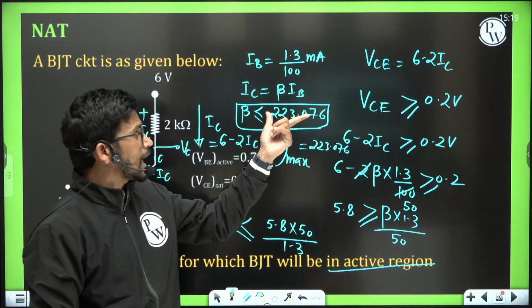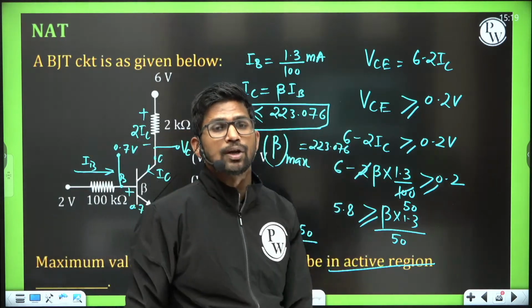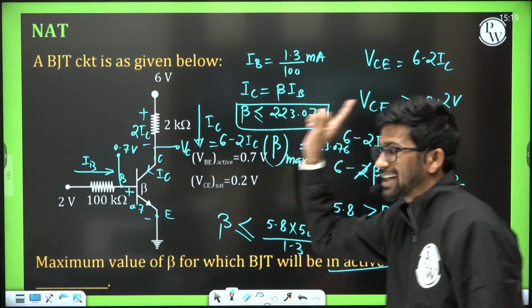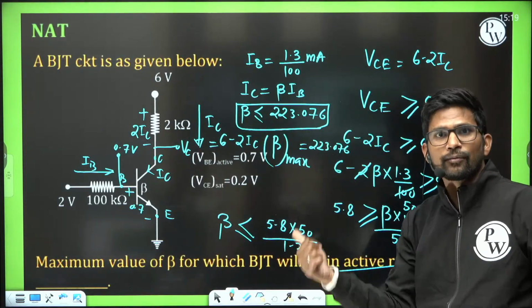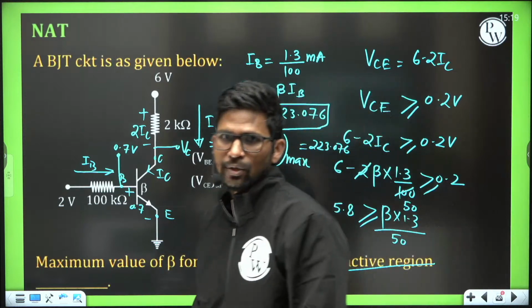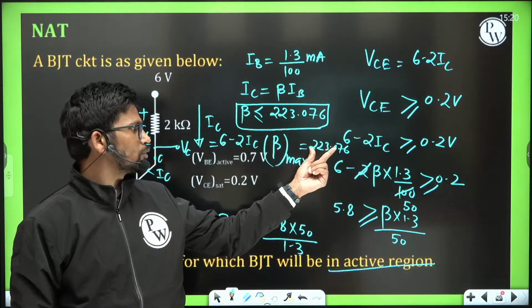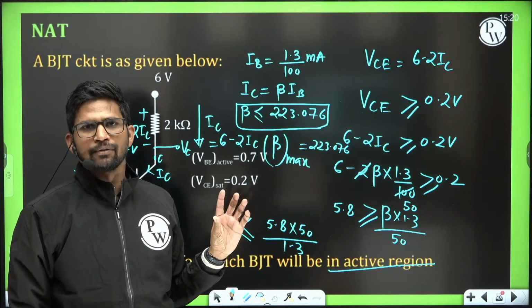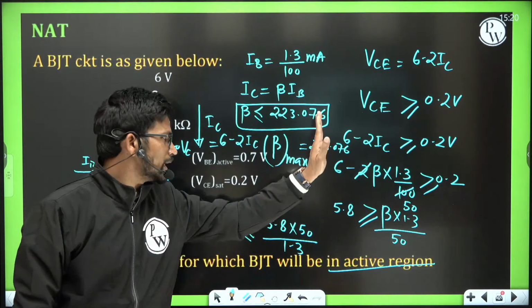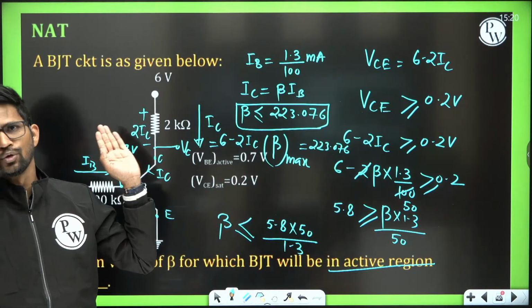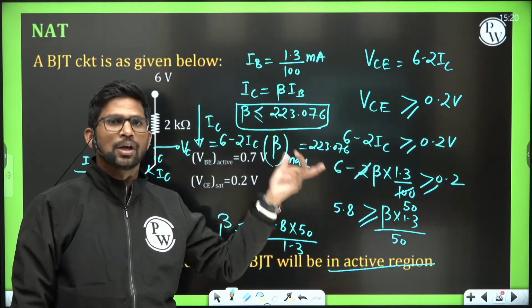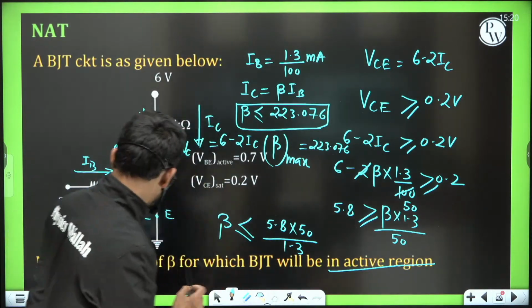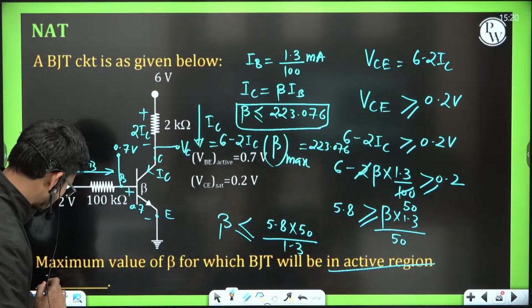If you take beta greater than this value, the BJT will not remain in active region, because VC will come out to be less than 0.2 volt for the calculated current, and then the BJT will go into saturation region. So only till this maximum value of beta will the BJT be in active region. Either beta should be equal to this or less than this. So the maximum possible value that you can use for maintaining the BJT in active region is this value. So the answer is 223.076.